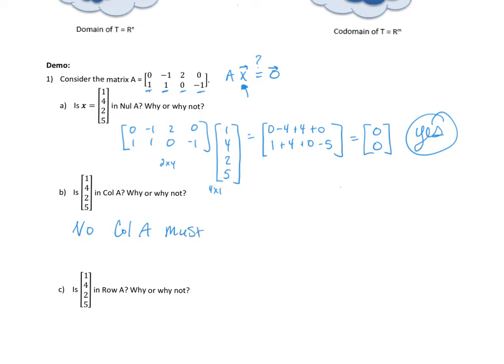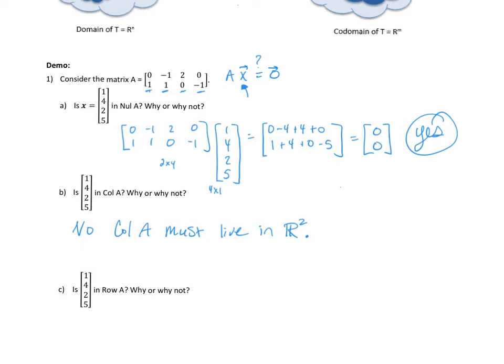must live in R2. The only way you can take a linear combination of the columns of A is to put weights on the columns of A and add them together, and that's going to give you a vector with 2 entries. So there's no way this vector could be a linear combination of the columns of A. All right, is this vector in the row space of A?